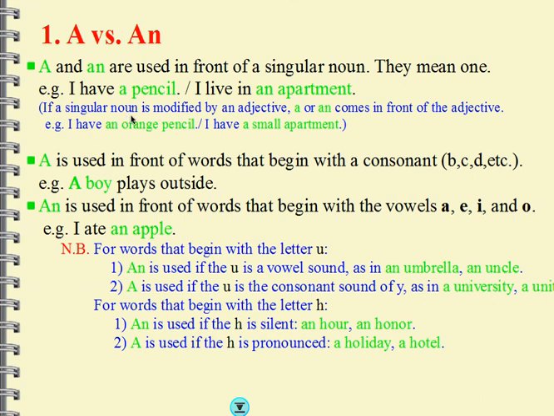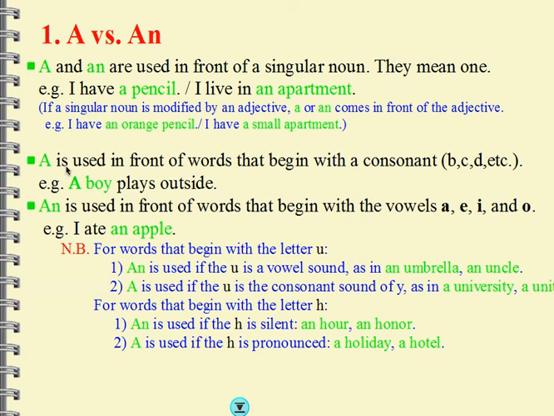If a singular noun is modified by an adjective, the article a or an comes in front of the adjective. Example, I have an orange pencil. The adjective orange modifies pencil, so the article an comes in front of the adjective orange. I have a small apartment. Small modifies apartment, so the article a comes in front of the adjective small.